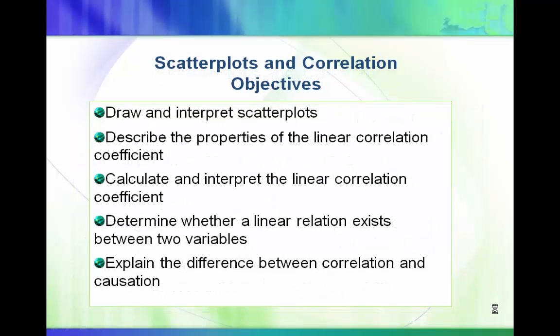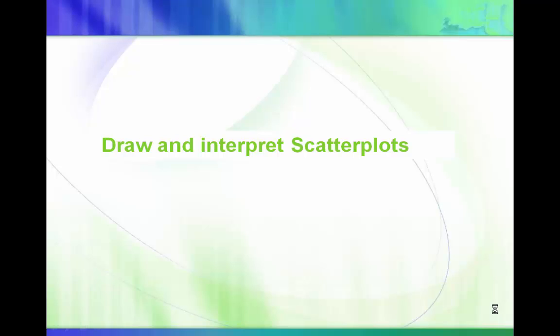The objectives we will look at in this module are to draw and interpret scatter plots, describe the properties of the linear correlation coefficient, calculate and interpret the linear correlation coefficient, determine whether a linear relation exists between two variables, and explain the difference between correlation and causation. So first, let's look at how to draw and interpret scatter plots.